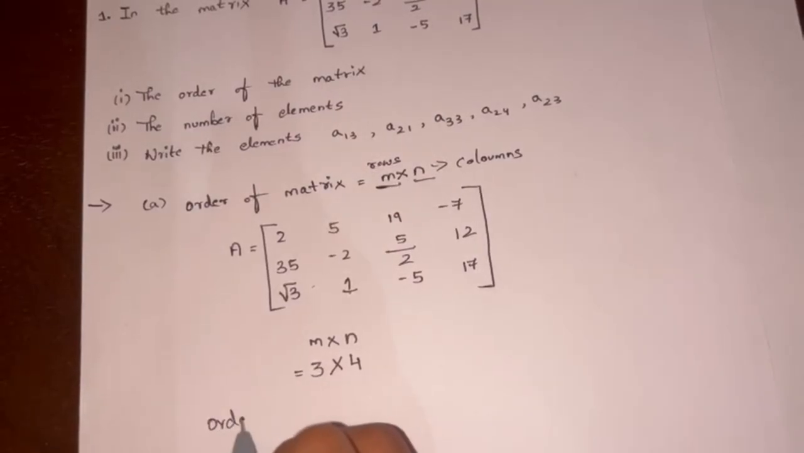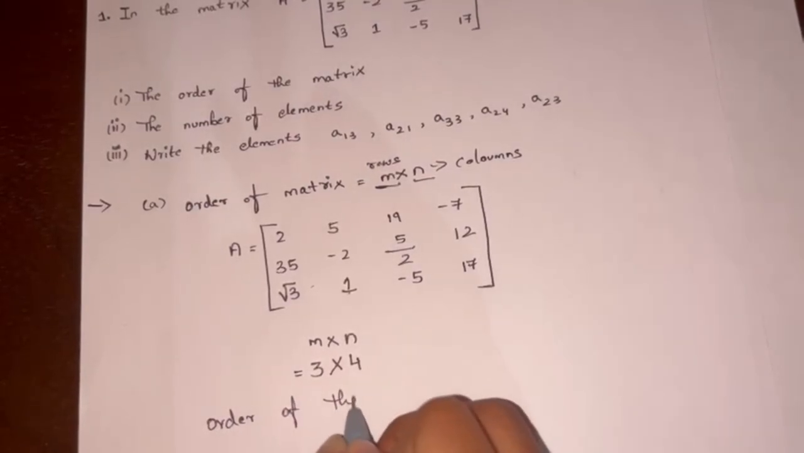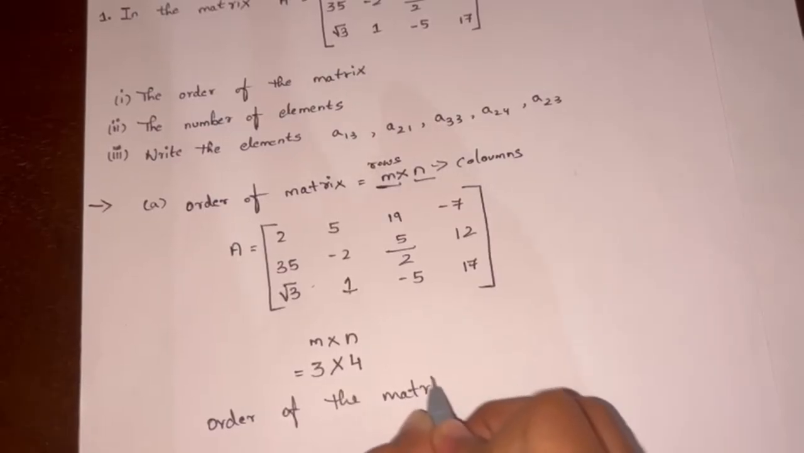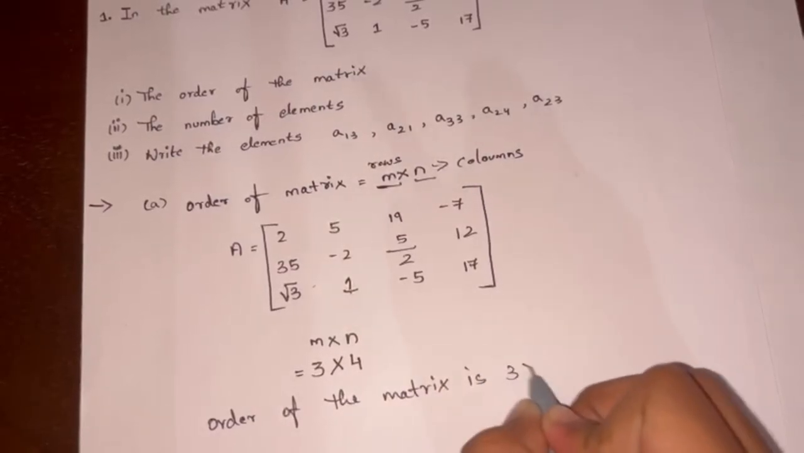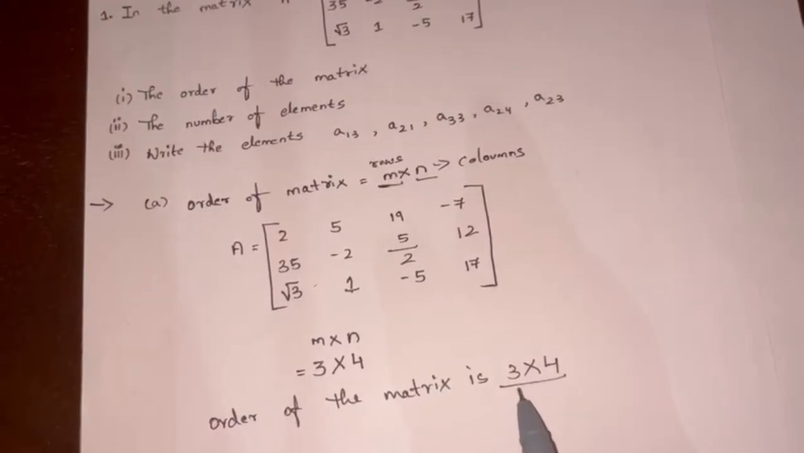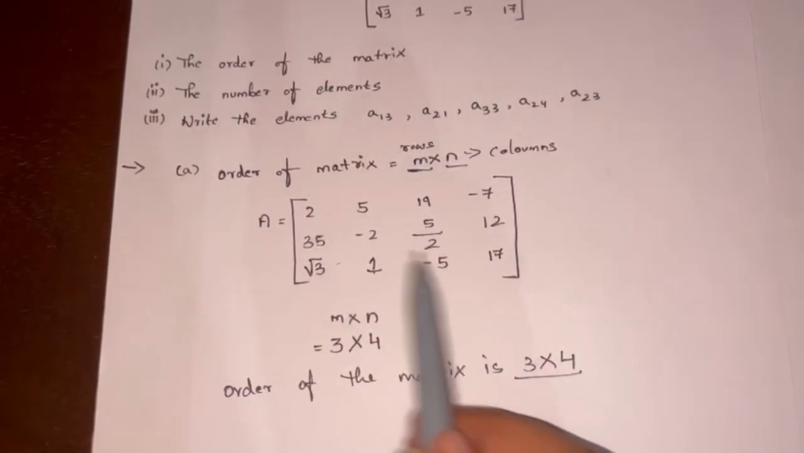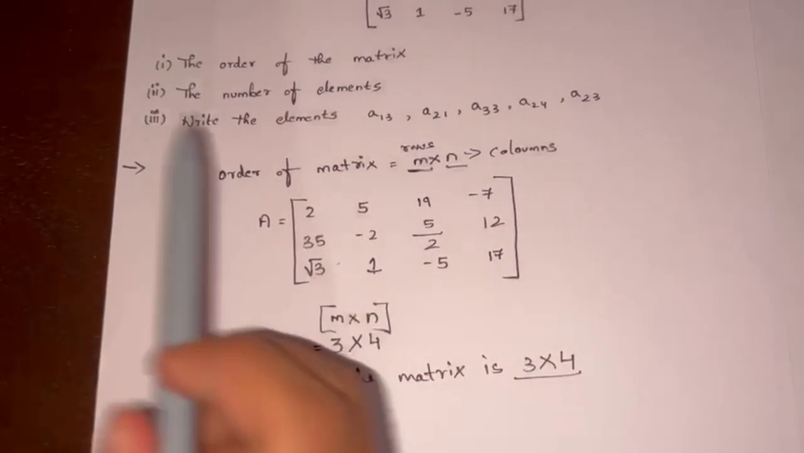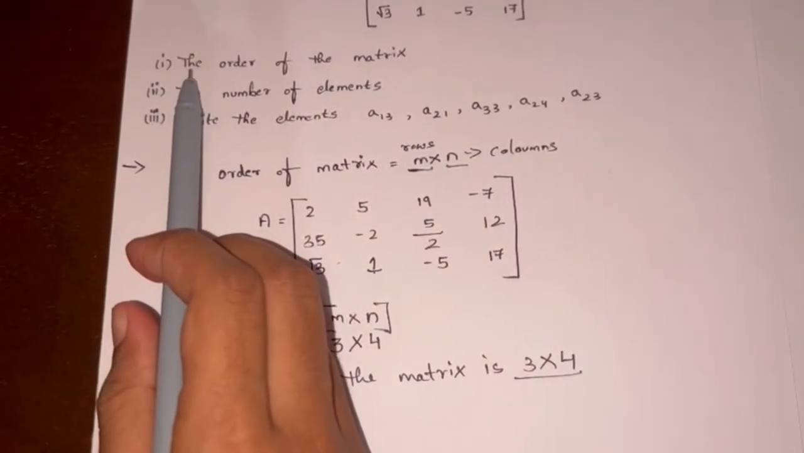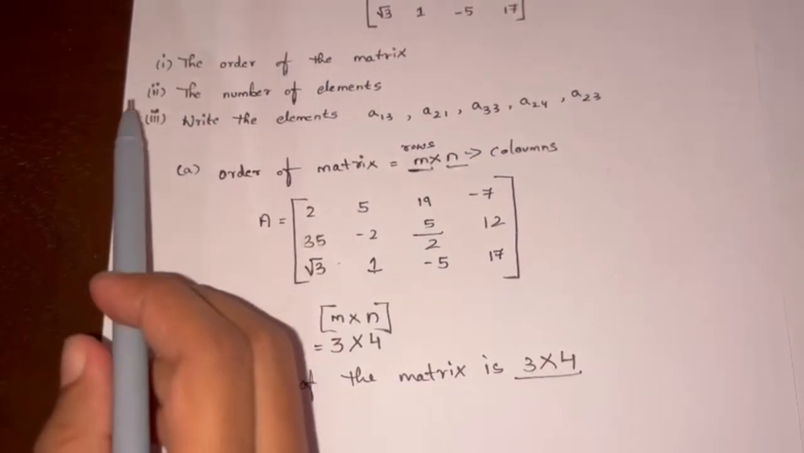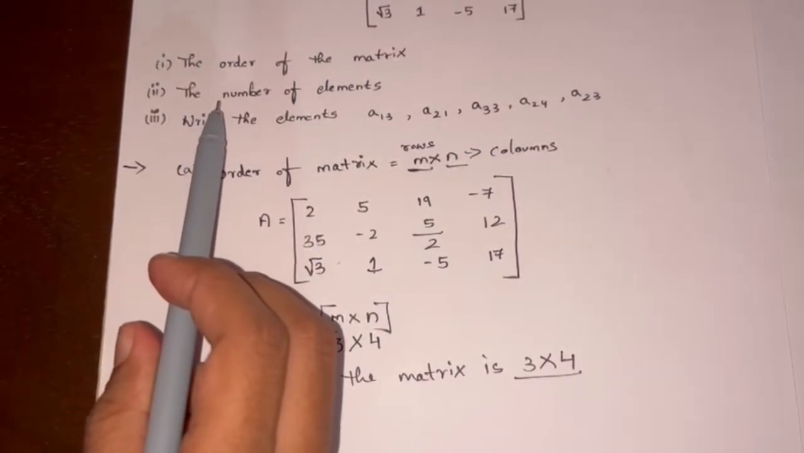So order of the matrix is 3 by 4 matrix. We can say the order of matrix is 3 by 4 matrix because there are 3 rows and 4 columns. So I hope you guys are clear with the first question, that is to find the order of matrix. So moving on, let's find the second one.